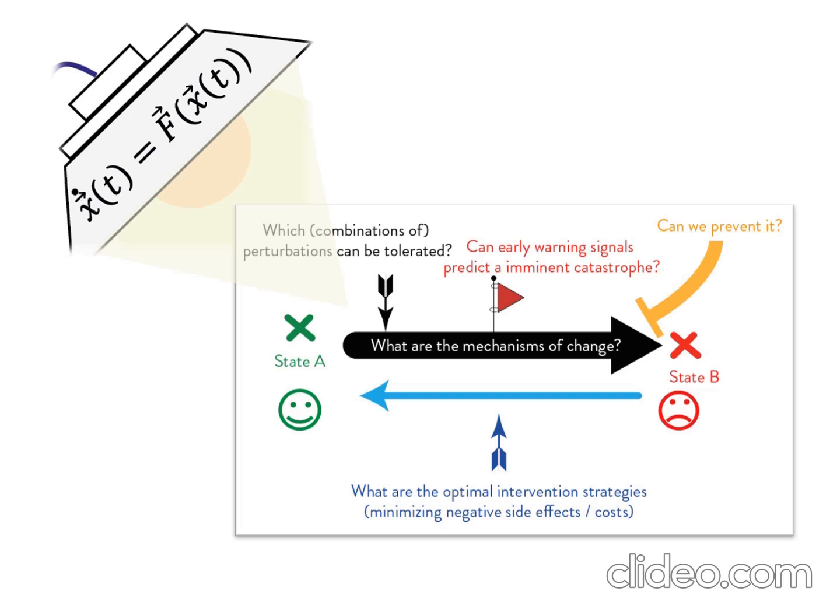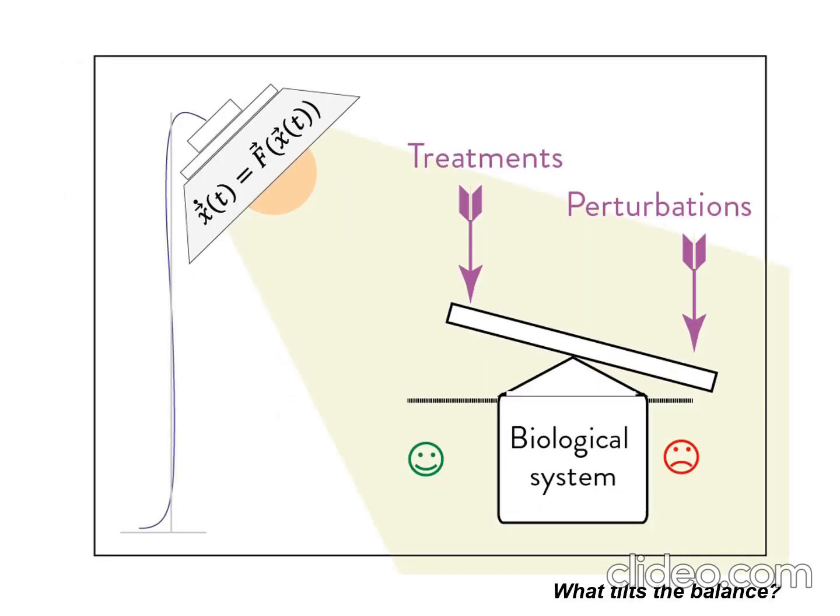We can also ask if we can predict that a trajectory is going to go from state A to state B by something that we call early warning signals. And are there ways to optimally prevent these transitions? Moreover, how can we reverse these trajectories? What is the best way to move back from this state to the other state? In other words, are there optimal intervention strategies that minimize negative side effects and costs?